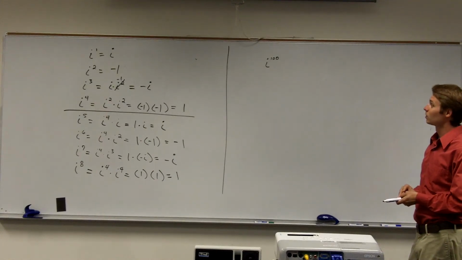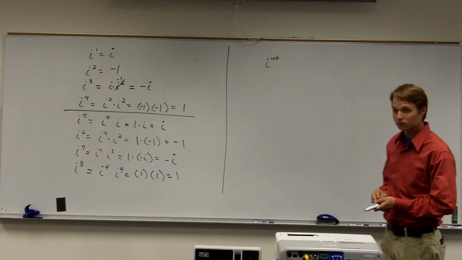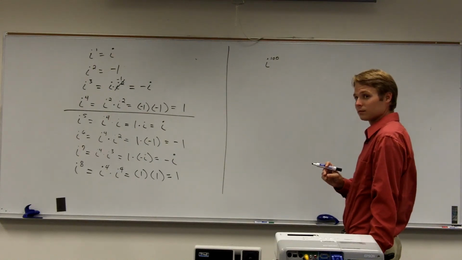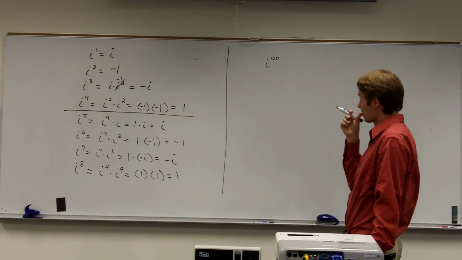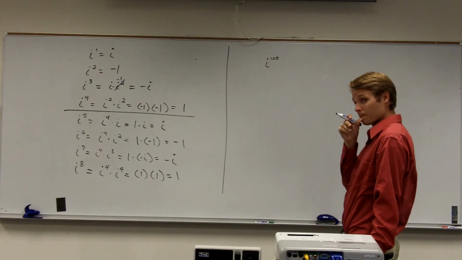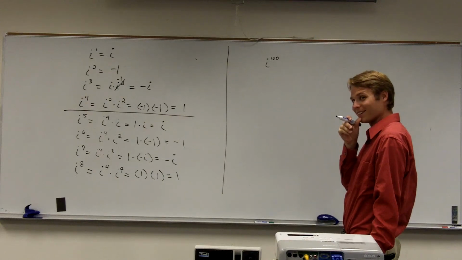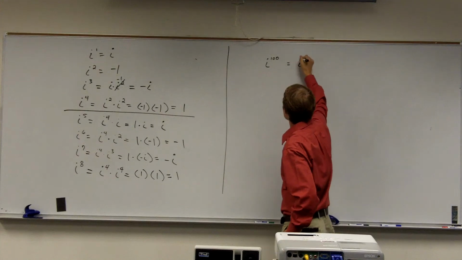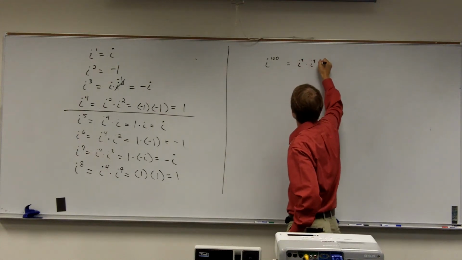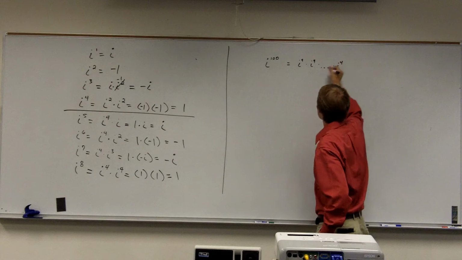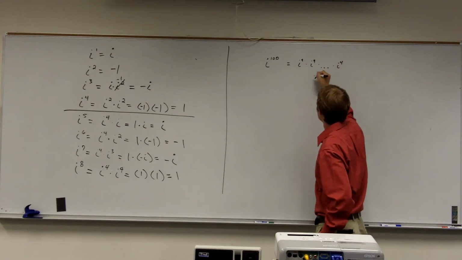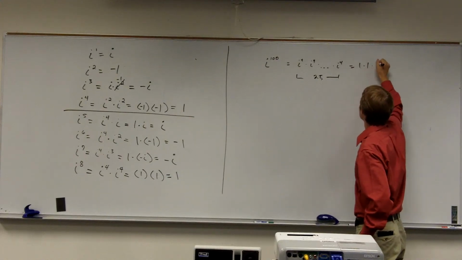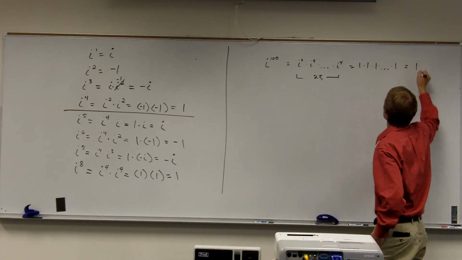Negative 1. So why do you say negative 1? If it's not divisible, well, it's even, so we know it's either going to be 2 or 4. Okay. 100 is evenly divisible by 4, so it's 1. Right, it's going to be 1. So if I wanted to, I could think of this as I to the 4th times I to the 4th, 25 times. But each one of these is going to be 1, so it'd just be 1 times 1 times 1, etc., and it's going to be equal to 1.